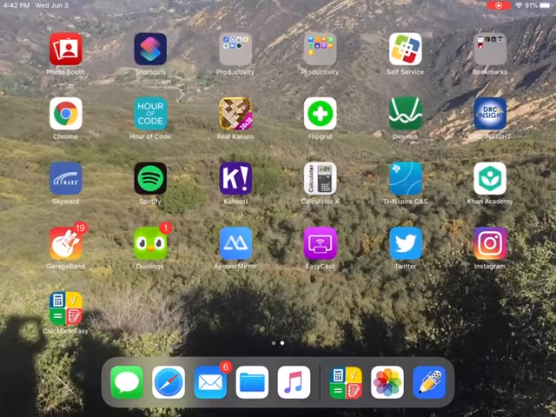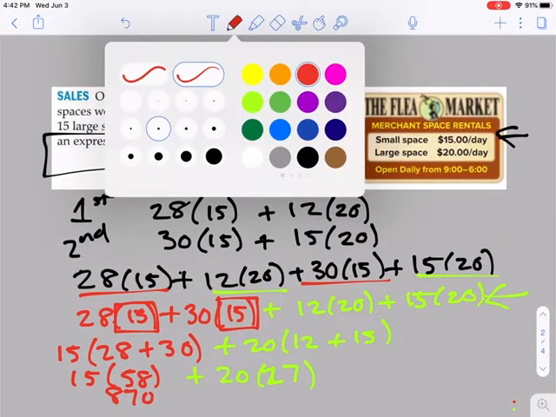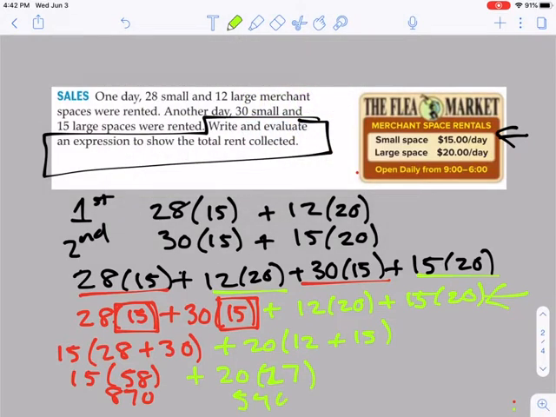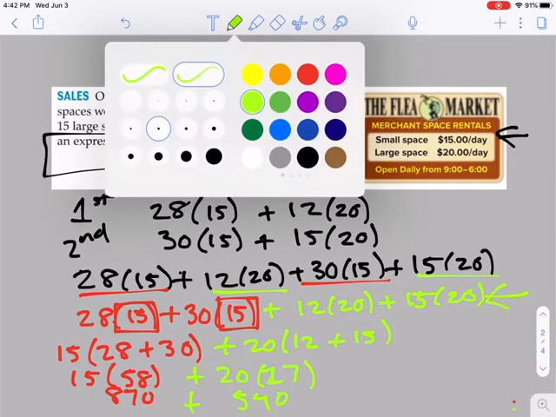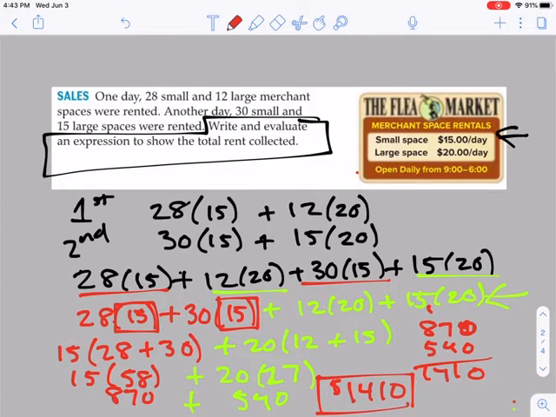That's 540. All right, and then you just add them up. So you got 870 and 540, and I think I'm tired of going back and forth, so I'm gonna just add 870 and 540 up right here. 0, 11, carry 1, 14. So they made a total of $1,410 in those 2 days, which is, you know, pretty nice if you think about it.